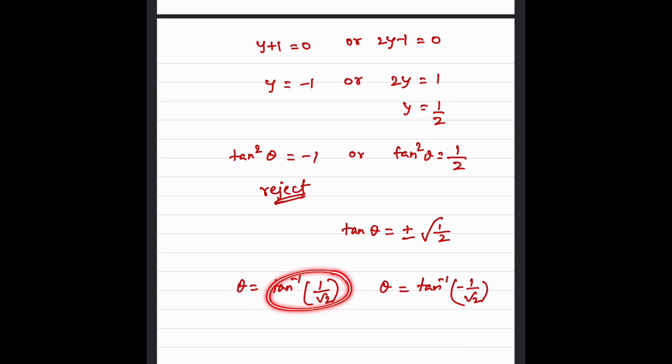Use the calculator to find the tan inverse of 1 by root 2. So the value of theta is approximately equal to 35.26 degrees. When you work out the value of tan inverse of minus 1 by root 2, the value of theta is approximately equal to negative 35.26.